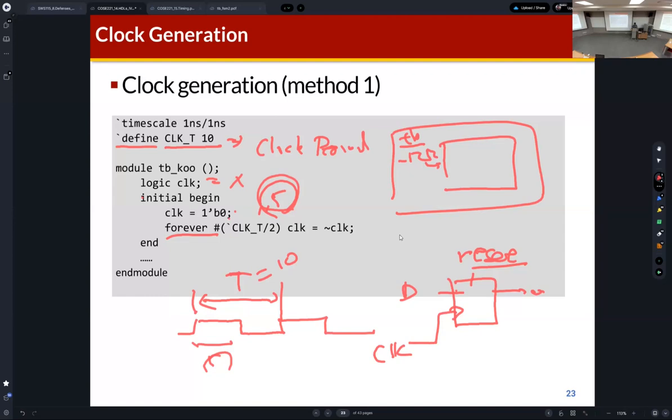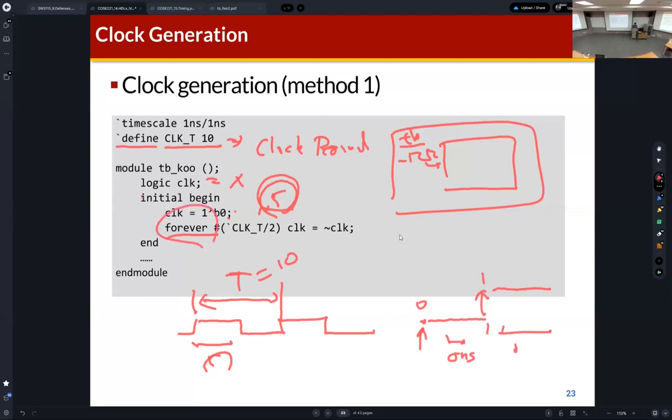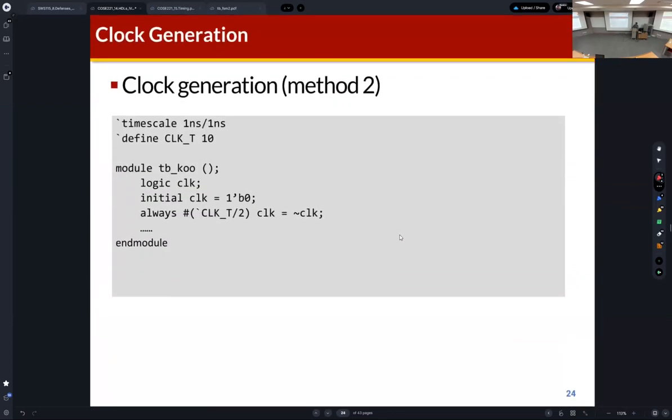So what does that mean? It means that initially, at the beginning of the simulation, the clock signal is 0, right? And then after 5 nanoseconds, the clock will be inverted, so it means 1. Okay. And then after 5 nanoseconds, because this is forever, it will be repeatedly executed, and the clock signal will be inverted again, so it will become 0, right? So 0101 will be repeated forever after 5 nanoseconds. Because the clock period is 10, we need to invert the clock signal every 5 nanoseconds, right? So this is method one, but this is method two.